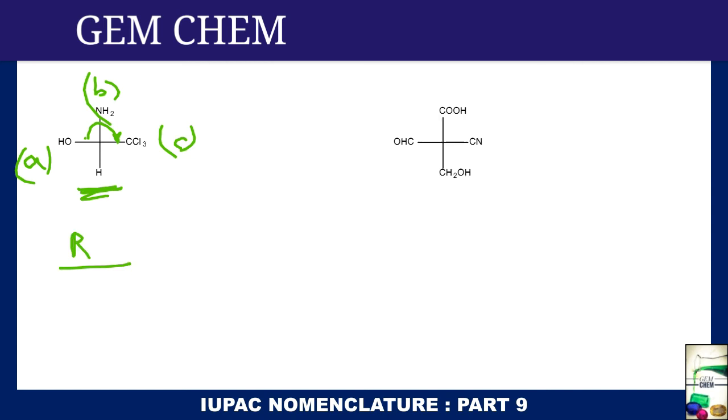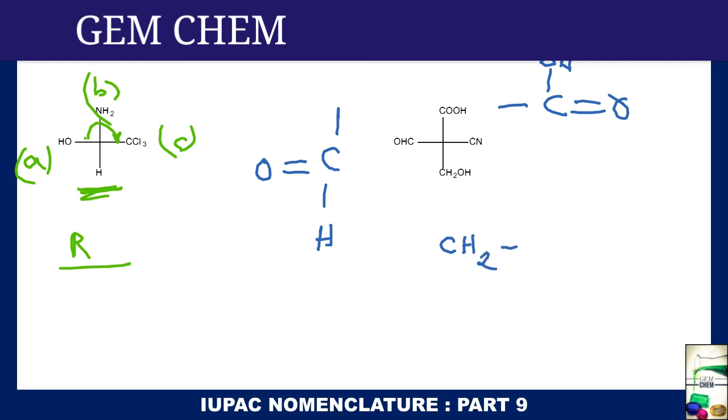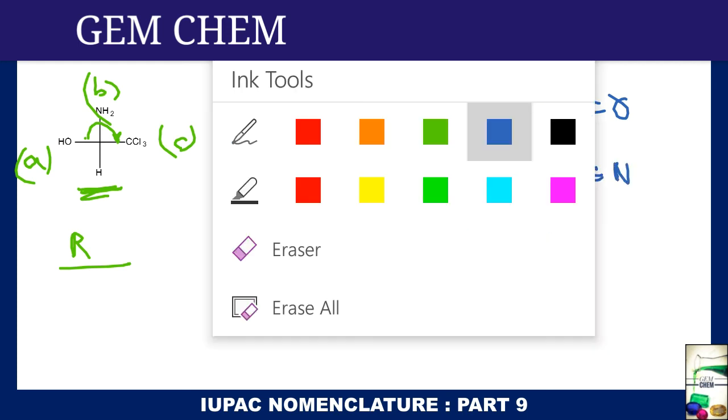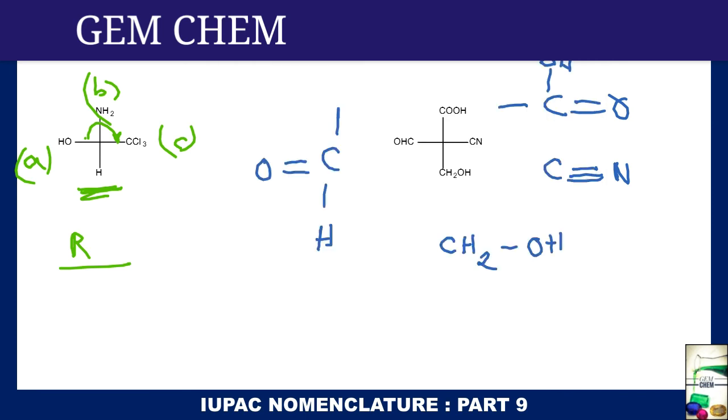Now next one, we have to assign the priority. So this is COOH, this one is C double bond O, OH, this one is CH2OH, and this is C triple bond N. Now see this one: on writing it elaborately, we can get this. This is a carbon having one oxygen phantom atom, and here is a hydrogen in this one.